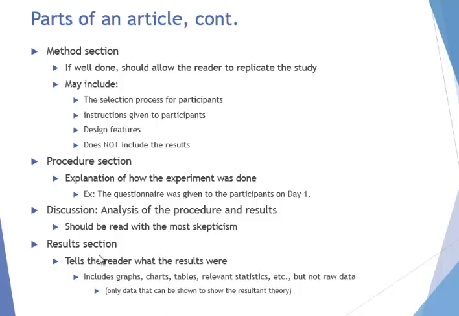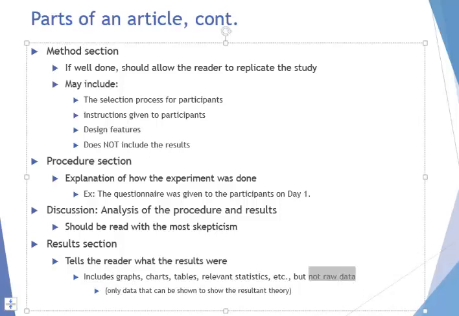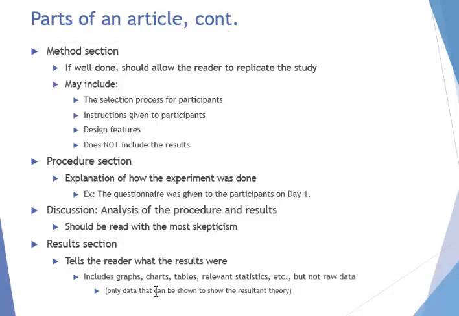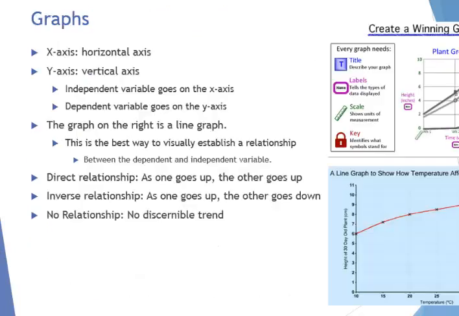And the results section tells the reader what the results are, includes graphs, charts, tables, statistics, not raw data, which is what you started the experiment with, like how many people you brought in, but this is something that shows the reader the data that supports whatever theory you're trying to establish.